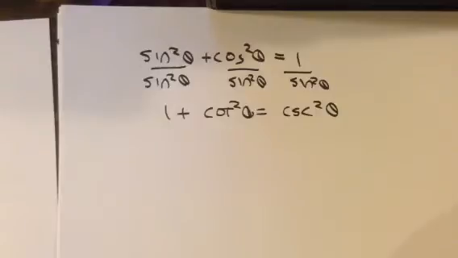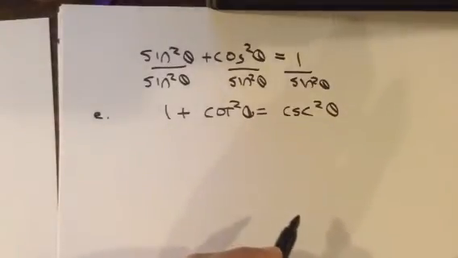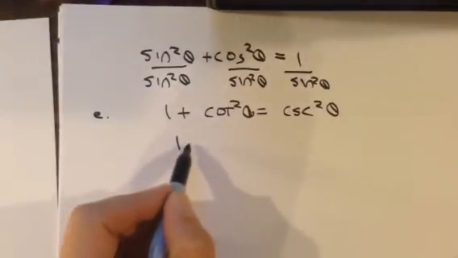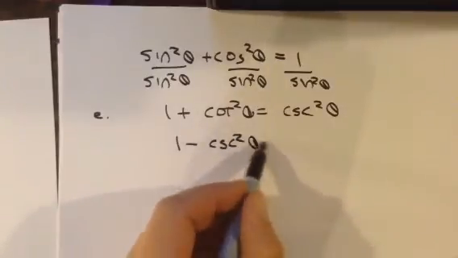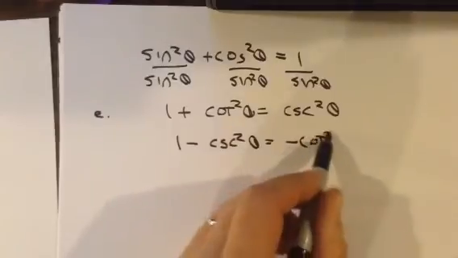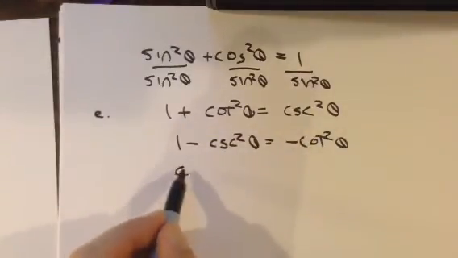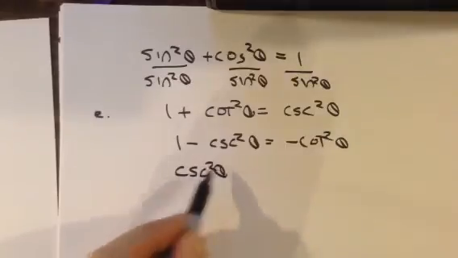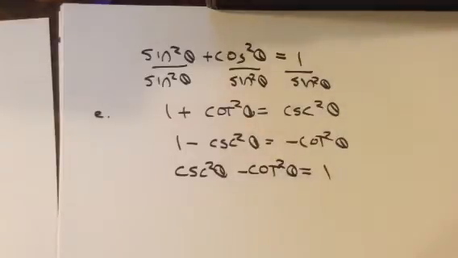Okay, I'll pause again. Okay, so I got 1 over sine, cosecant. Now I'm going to think, well, how can I rearrange that? Well, let's let that be E. Well, I have a lot of variations. Can I say 1 minus cosecant squared theta is equal to negative cotangent squared theta? Yeah, I could do that, couldn't I? Could I say, why don't we let cosecant squared theta minus cotangent squared theta is equal to 1?